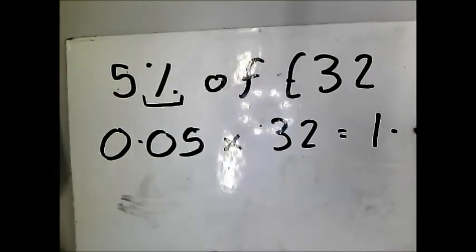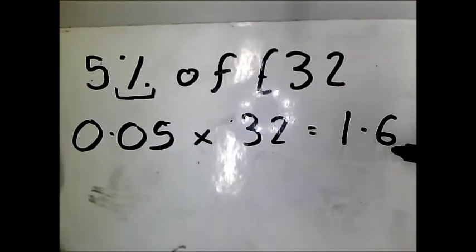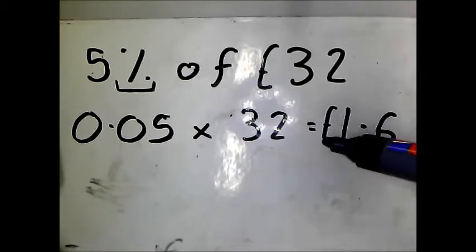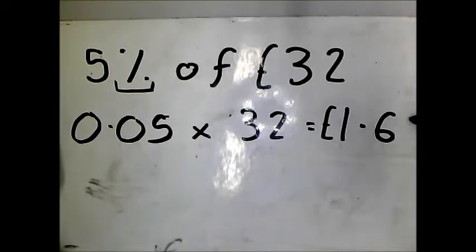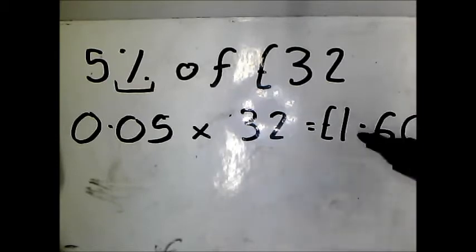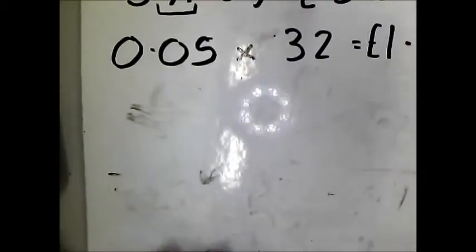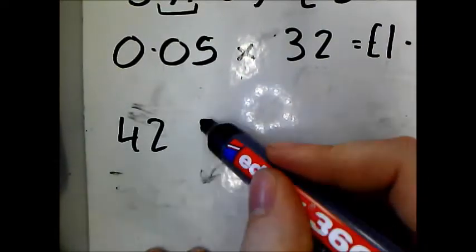So I get 1.6. Now remember, this is money, so that's £1.6, and I don't like to write it like this. In money, I must always have a second decimal place. That means £1.60. Let's look at the next question.